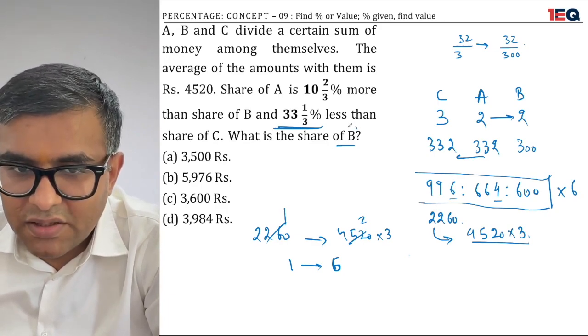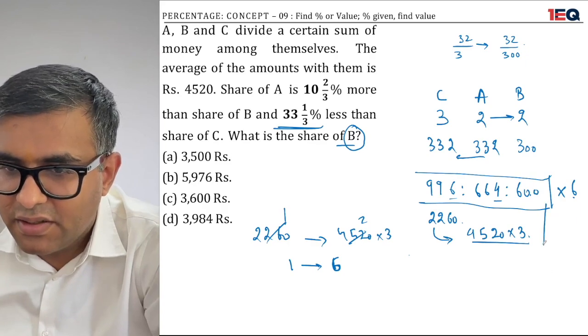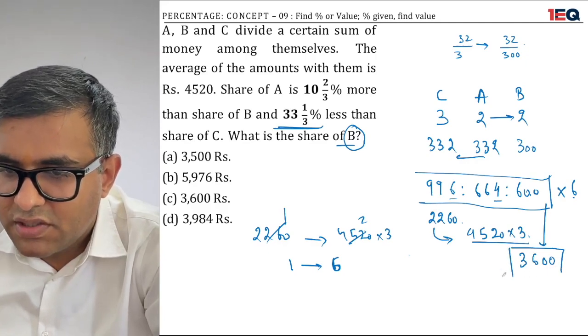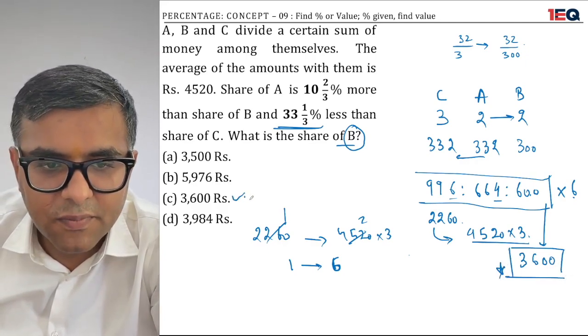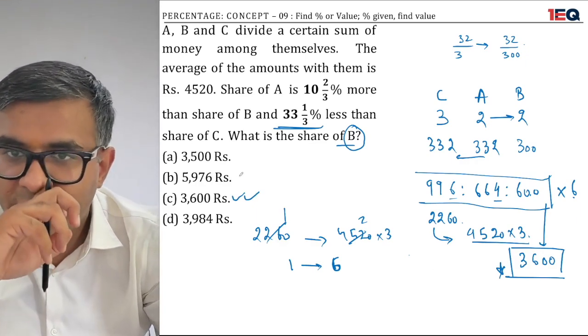It's asking me the share of B. So 6 multiplied by 600 is equal to 3600. It's equal to 3600, and this is the final answer. Okay, I hope you've understood what I'm talking about here.